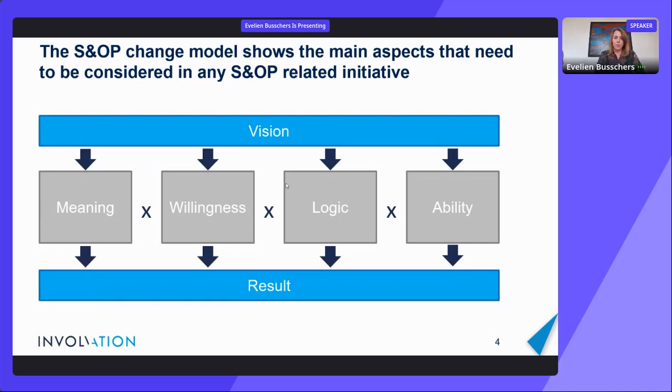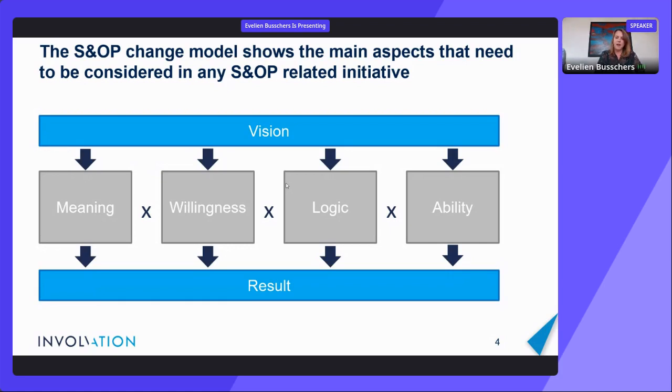Then we have the willingness. So are the people in the organization really willing to drive this forward and to take on the challenge? Then we have the logic. So this is really about the processes and tools themselves and the KPIs. So do we have the right KPIs in place, and do we have the appropriate dashboards to follow up on them?